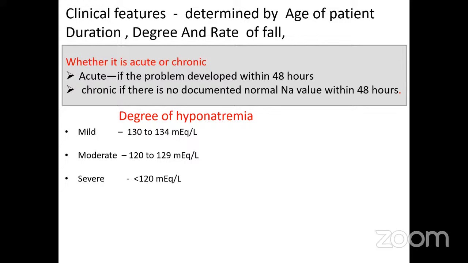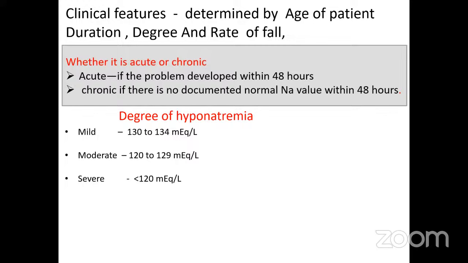The first step is to find out whether this hyponatremia is mild, moderate, or severe. Anything from 135 to 142 is taken as normal. 130 to 134 is mild. 120 to 129 is moderate. Severe is less than 120.